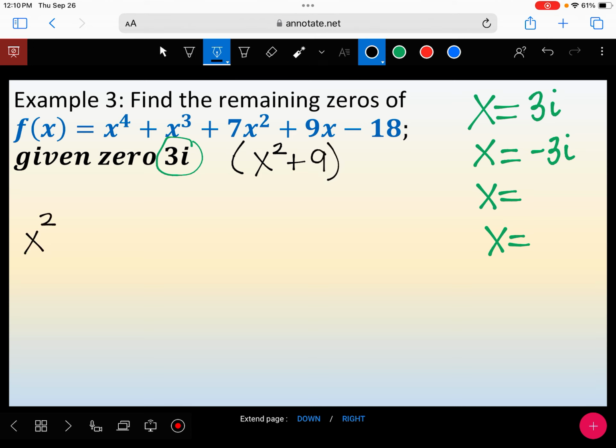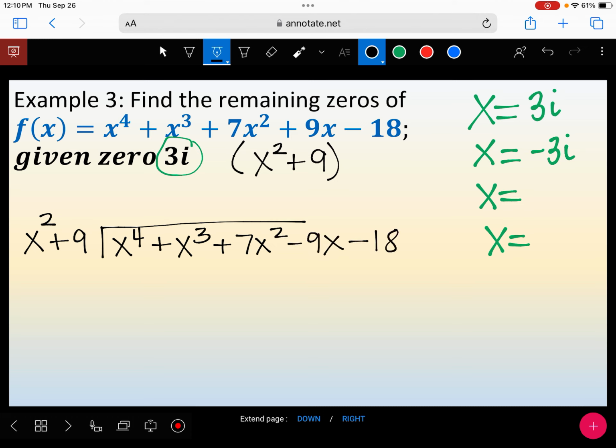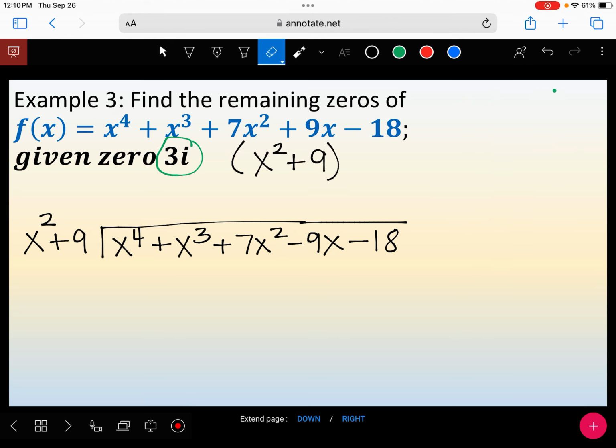And I need to do long division. So x squared plus 9 goes on the outside. And then I have x to the 4th plus x cubed. This whole thing goes underneath. So we're going to do long division. And I think I'm not going to have enough space. Let me take this off, because I need all my little space. So we got x equals 3i, x equals negative 3i, and now we're looking for 2 more.